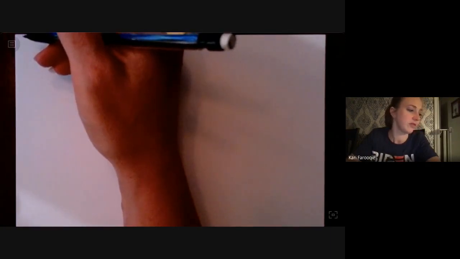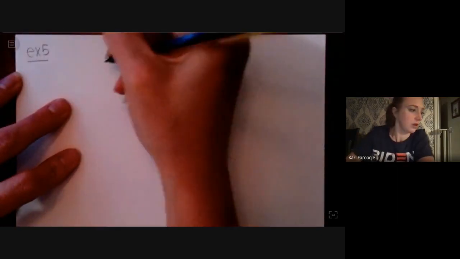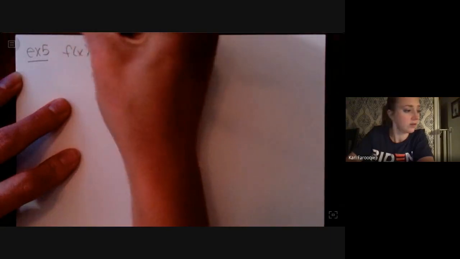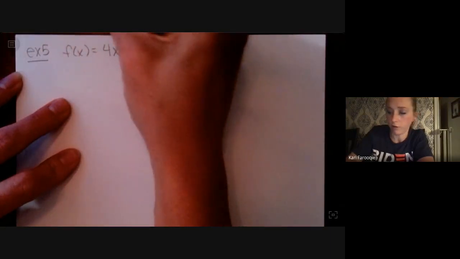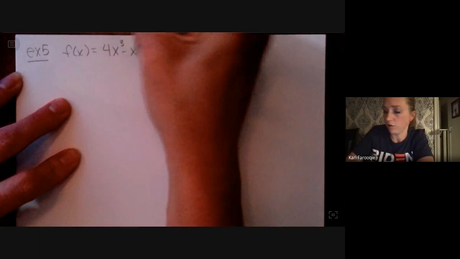I believe that this is example 5. 1, 2, 3, 4, 5. All right, we are looking at f of x equals 4x cubed minus x to the 4th.